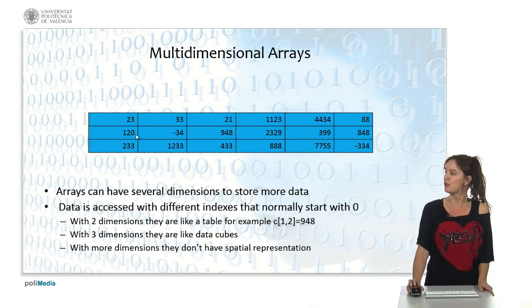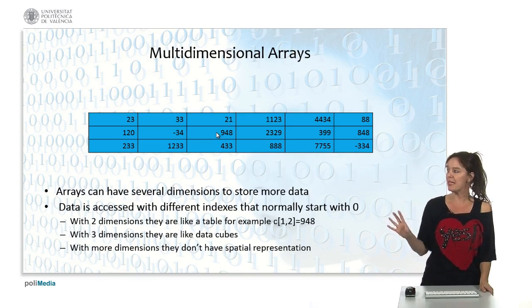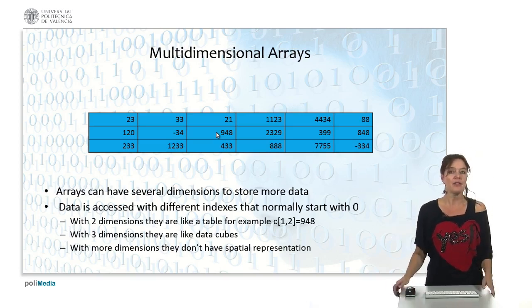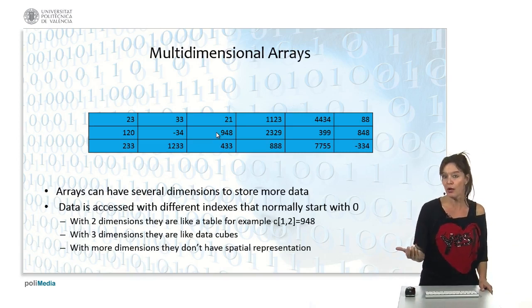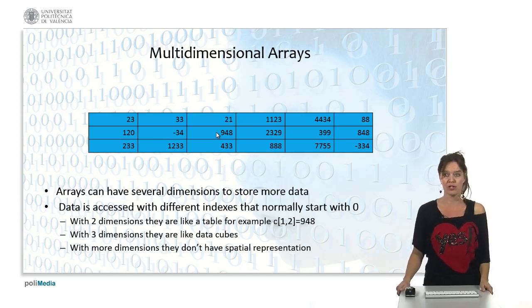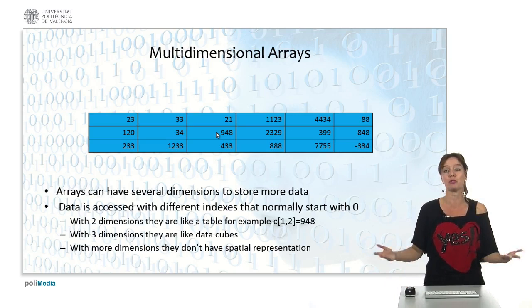Then with dimension 2, we have here 948 at position 1, 2. This is 0, 1, 2, and this is 0, 1. So 1, 0, 1, 2, 1, 2. So with 2 dimensions, as we can see here on the slide, these arrays look like a table. If we add 1 dimension more, they will be like a cube of data. And we can add more dimensions if we want, but then we don't really have a spatial representation anymore beyond cubes.